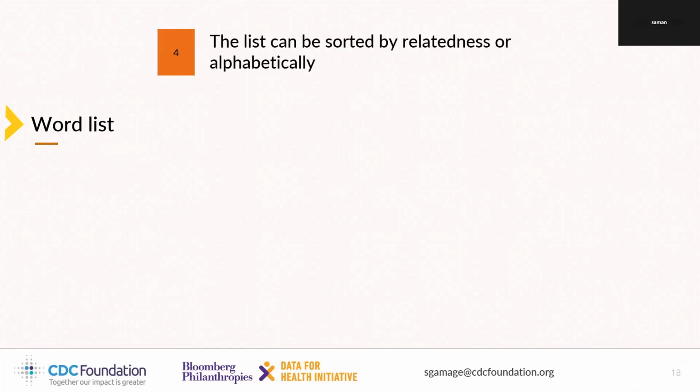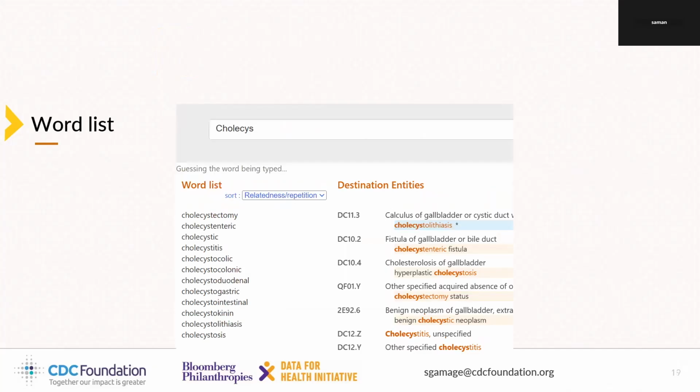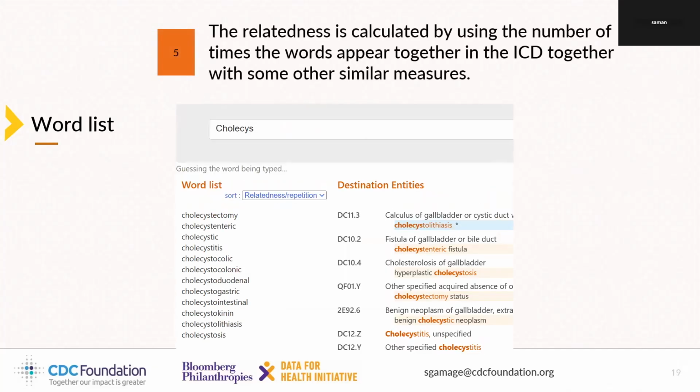The list can be sorted by relatedness or alphabetically. So you can switch between relatedness or alphabetical order by using this button. The relatedness is calculated by using the number of times the words appear together in the ICD together with some other similar measures. So this search is according to the relatedness or repetition.